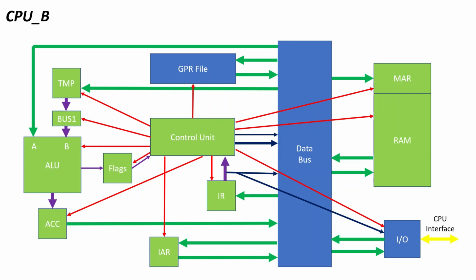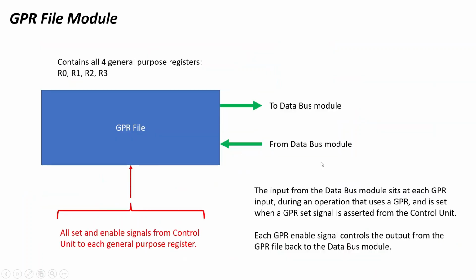Okay, at this point we have covered all of the modules except for these 3 new ones, which I'll cover right now. First, we'll go over the GPR file, which is a register file. It's holding the 4 registers, R0 through R3. It has 1 input and 1 output tuned from the data bus module. All the set and enable signals from the control unit go into this GPR file and still control all of the registers. So from the data bus module, whatever the input will be is driven to this GPR file, and that input will be set at each of the 4 registers.